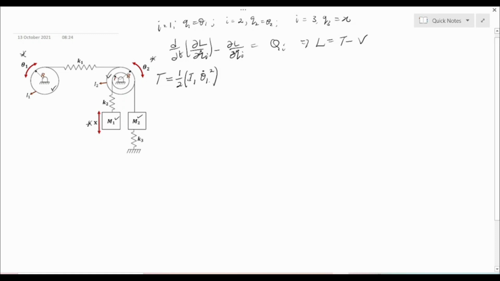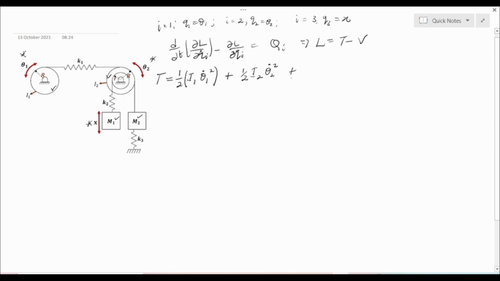We know that kinetic energy is half m v squared, where v is velocity. So we're going to take the kinetic energy of the second pulley, which is going to be half times I2 theta 2 dot squared.